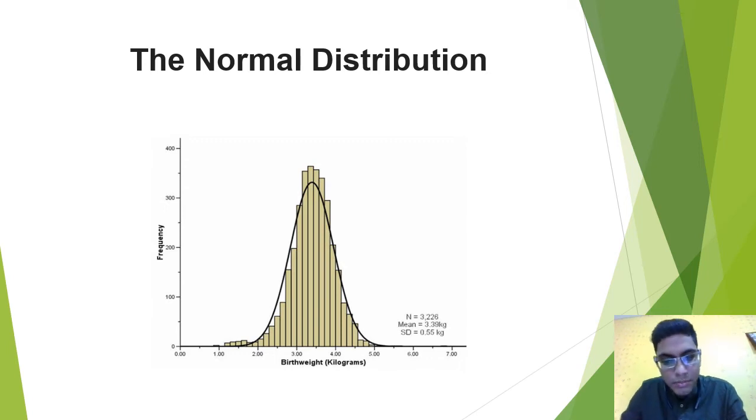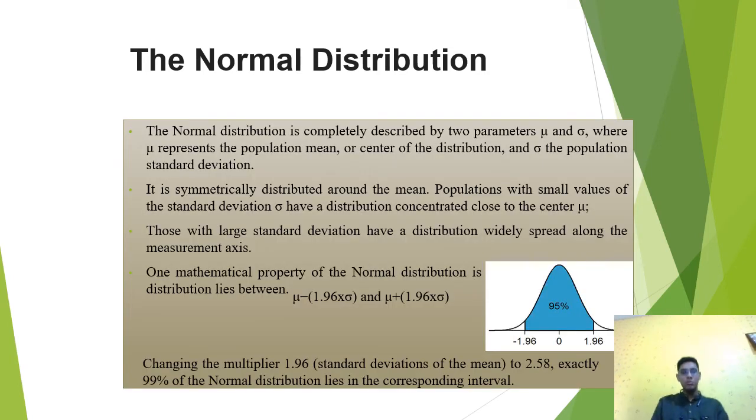So now the mean of this weight will be 3.39 kg, and the standard deviation will be 0.55 kg. So now the normal distribution is completely described by the two parameters mu and sigma, where mu represents the population mean or center of the distribution, and sigma the population standard deviation. It is symmetrically distributed around the mean.